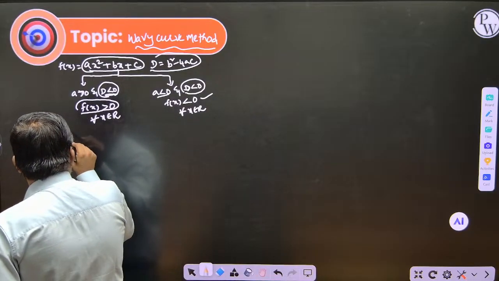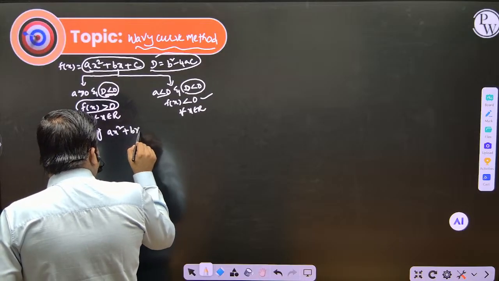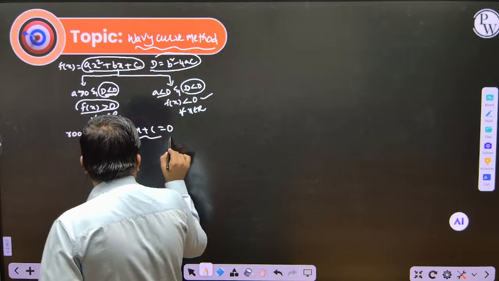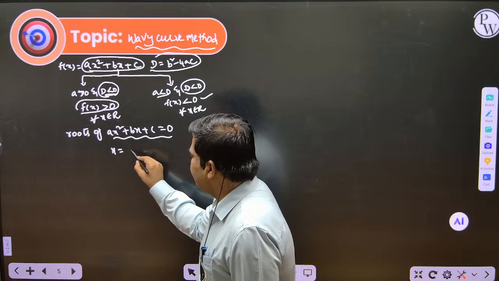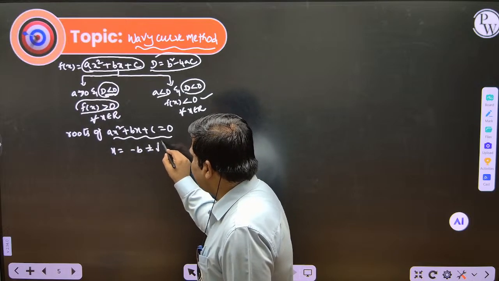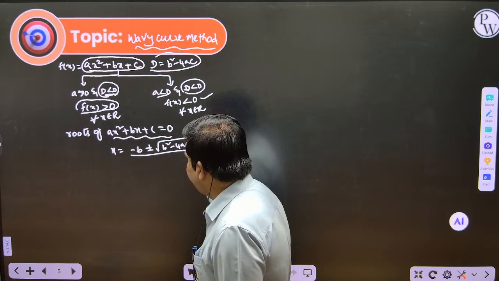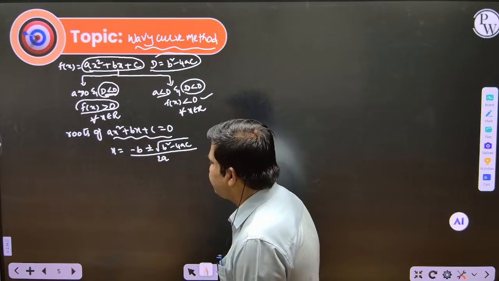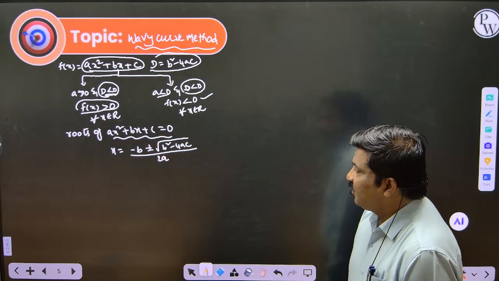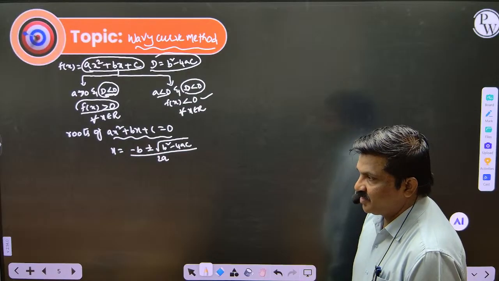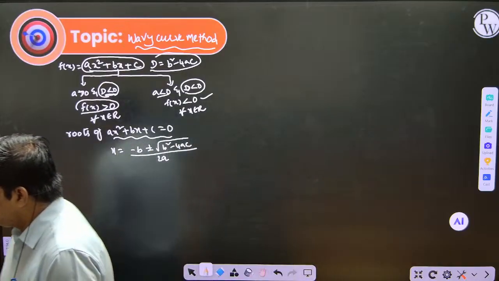Now the roots of ax square plus bx plus c is equal to 0. To find the roots of this equation, x is equal to minus b plus or minus root of b square minus 4ac, divided by 2a. This is the formula we can use to find the roots of a quadratic expression. Now proceed to the problem here.